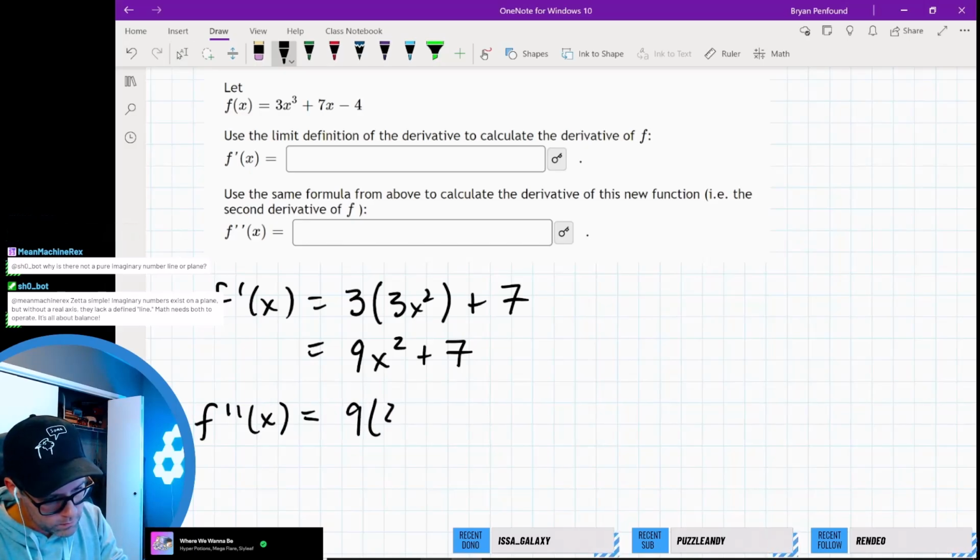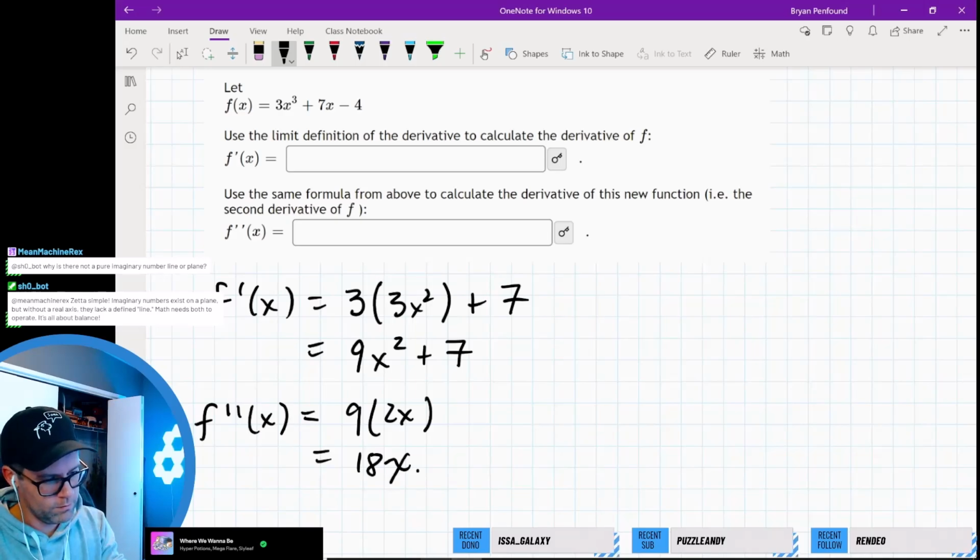Imaginary numbers exist on a plane, but without a real axis, they lack a defined line. Math needs both to operate. It's all about balance.